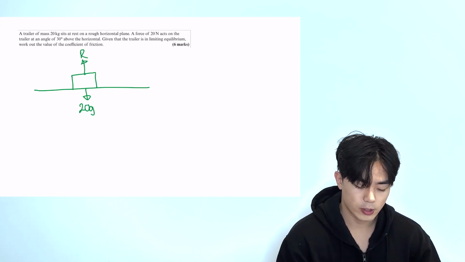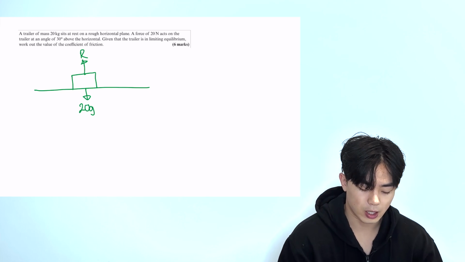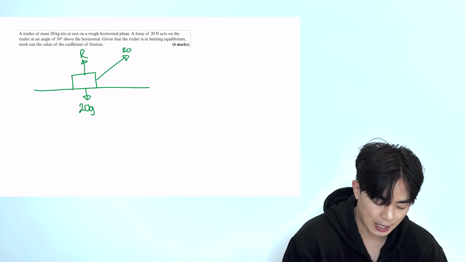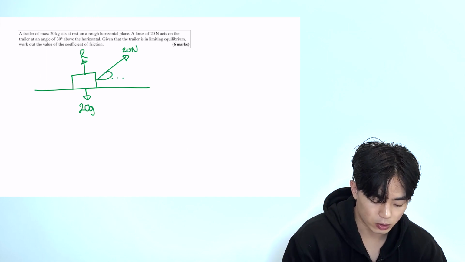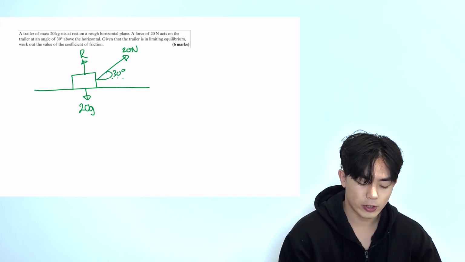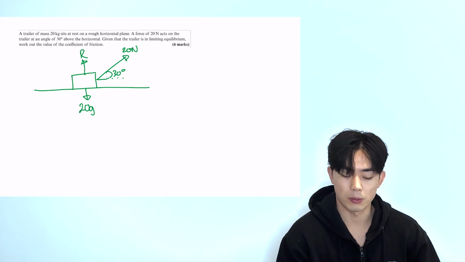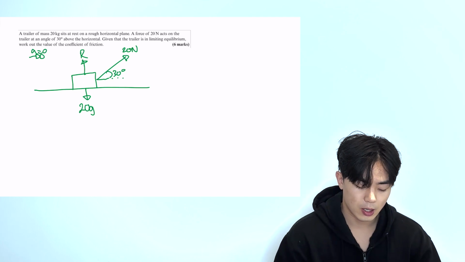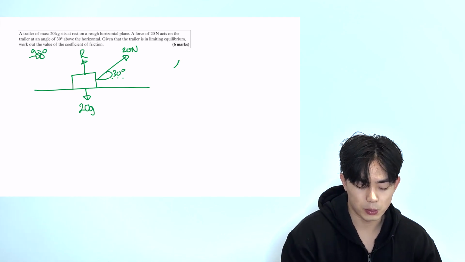A force of 20 newtons acts on the trailer at an angle of 30 degrees above the horizontal. So a force of 20 newtons, like here, acts at an angle of 30 degrees above the horizontal. Given that the trailer is in limiting equilibrium, which means that it's not moving, but on the point of moving, which means that acceleration is equal to 0, work out the coefficient of friction. We're trying to find this mu value.